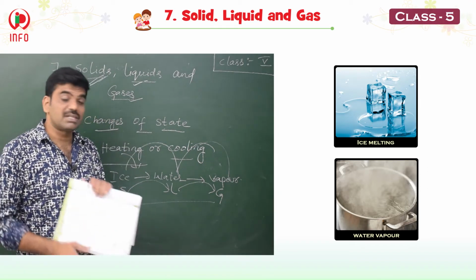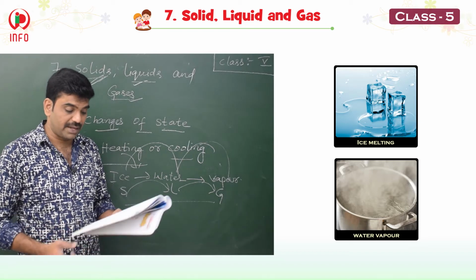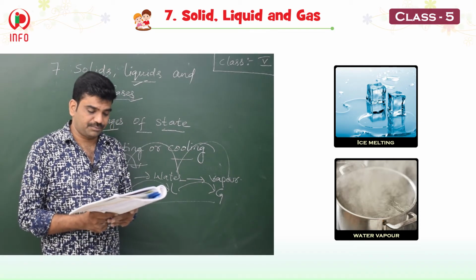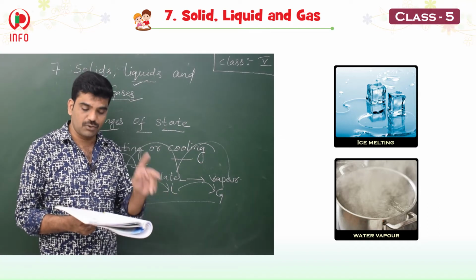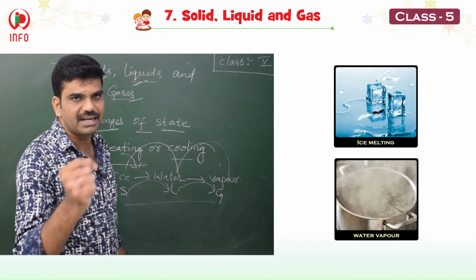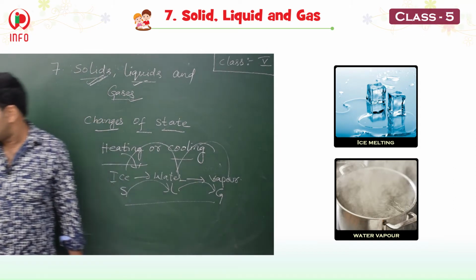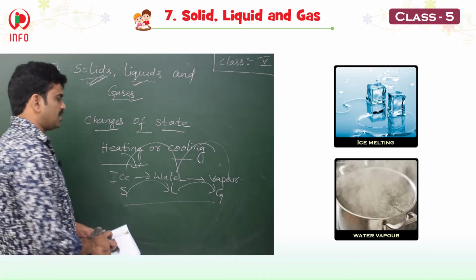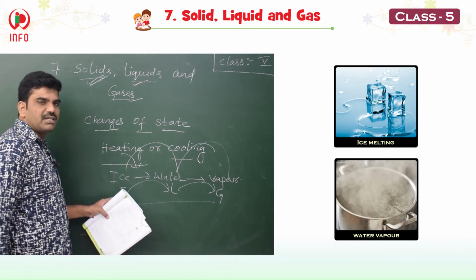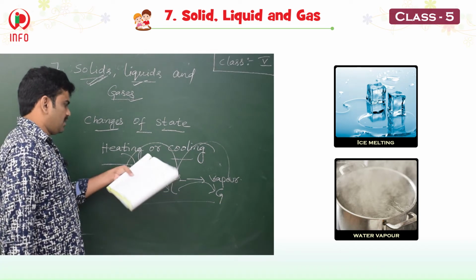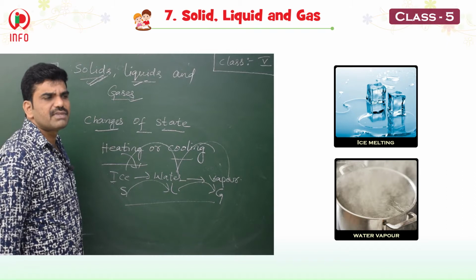Sometimes a new substance is also formed. So here the changes are of two types. One is physical change and the second one is chemical change. When a new substance is formed, that comes under chemical change. When there is a change only in the state or color or anything, that is called physical change.